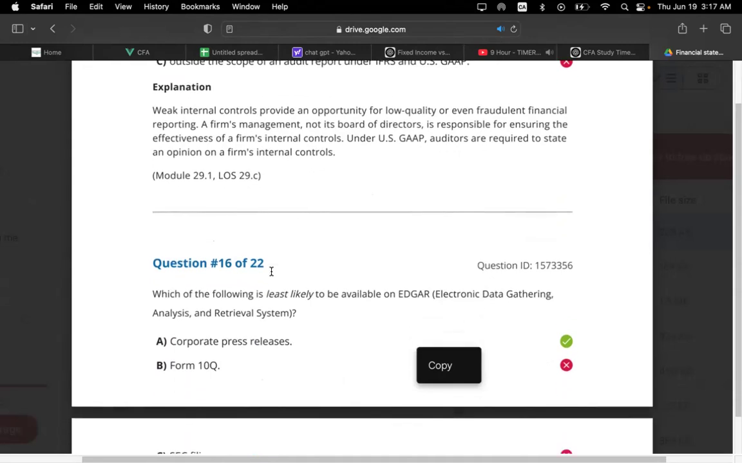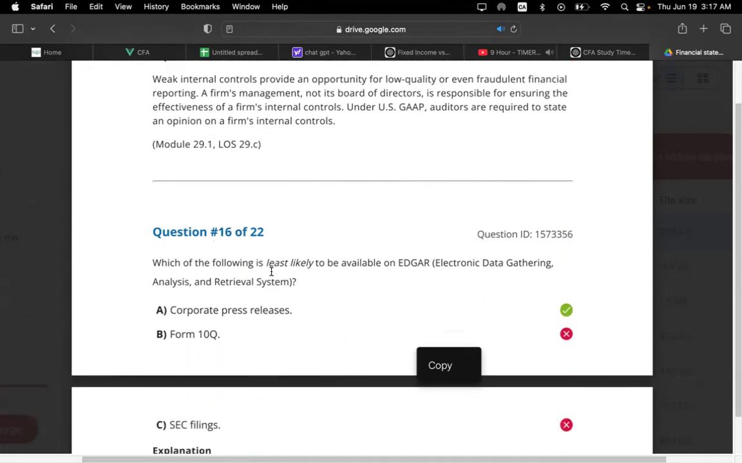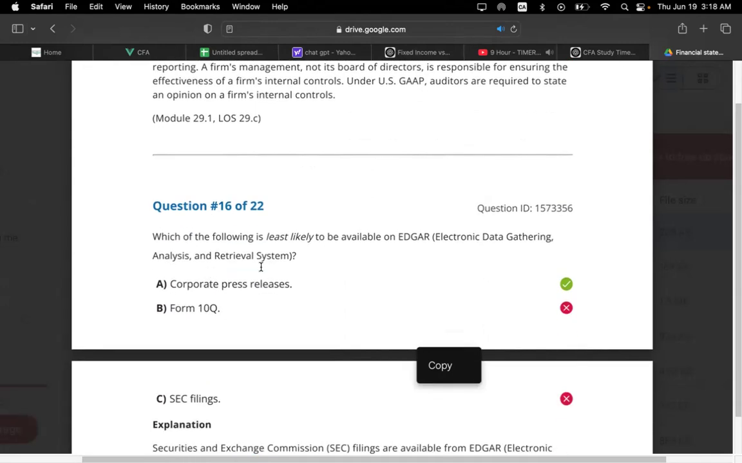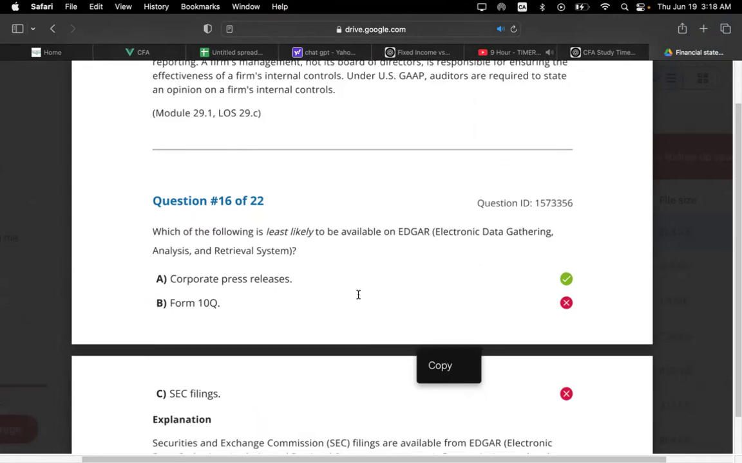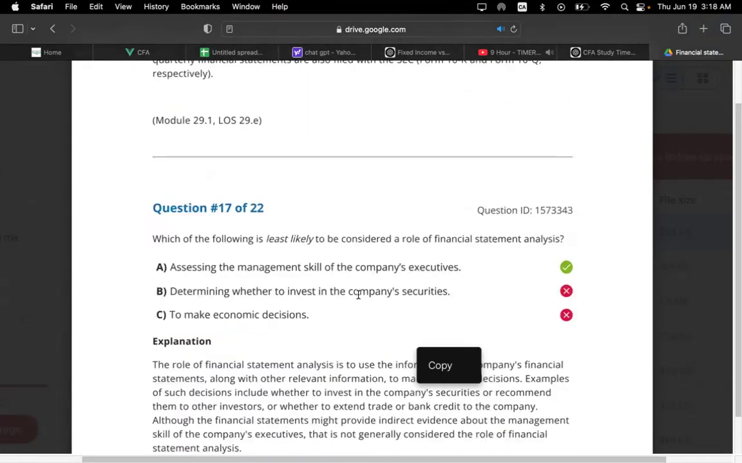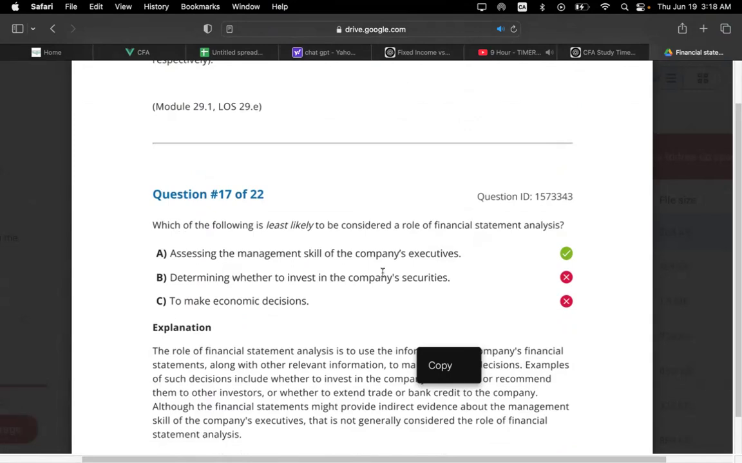16 of 22 says, Edgar website is just electronic data gathering, analysis, and retrieval system. Form 10Q and SEC filings, this is irrelevant to this. So this corporate press release is the right answer. 17, least likely to be considered a role of analysis. These two are roles of analysis. So this is just the only exception.